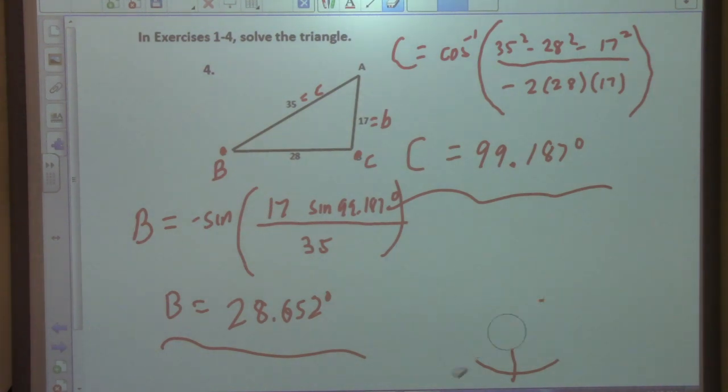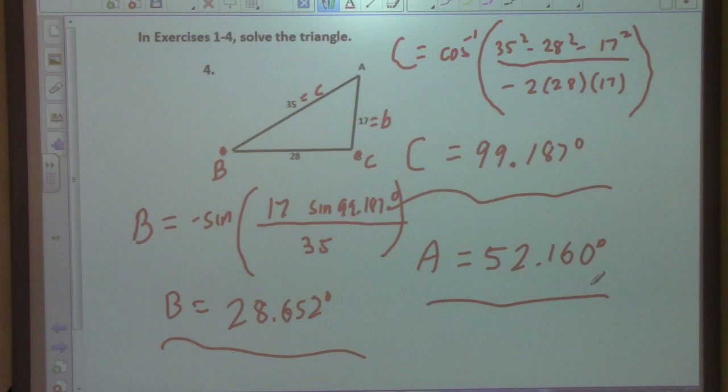And then the last angle, A, what do we get for the last angle here? .160 degrees. So they would all be right, and you can use law of cosines for all of them if you want to. And for some people that's easier, but that's still a good thing. Okay.